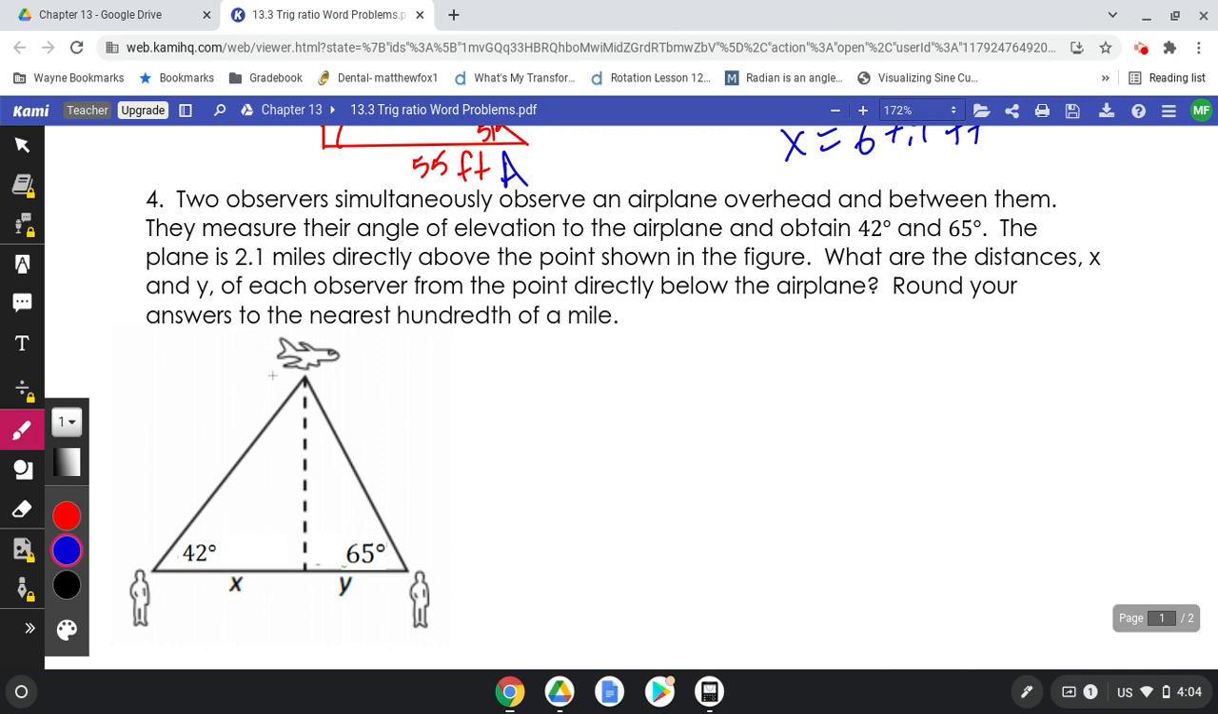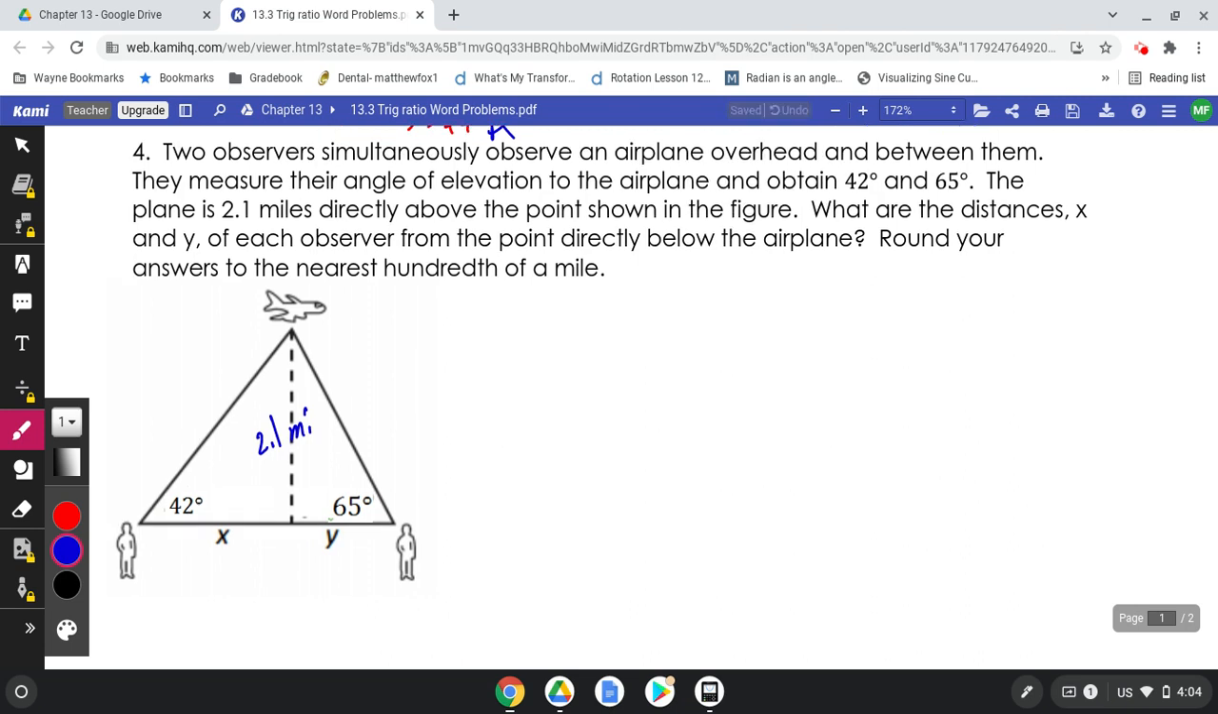It says the plane is 2.1 miles directly above the point shown in the figure. So right here, this is going to be 2.1, and that is how tall it will be. And we know then it says we're trying to find x and y. What are the distances of x and y?